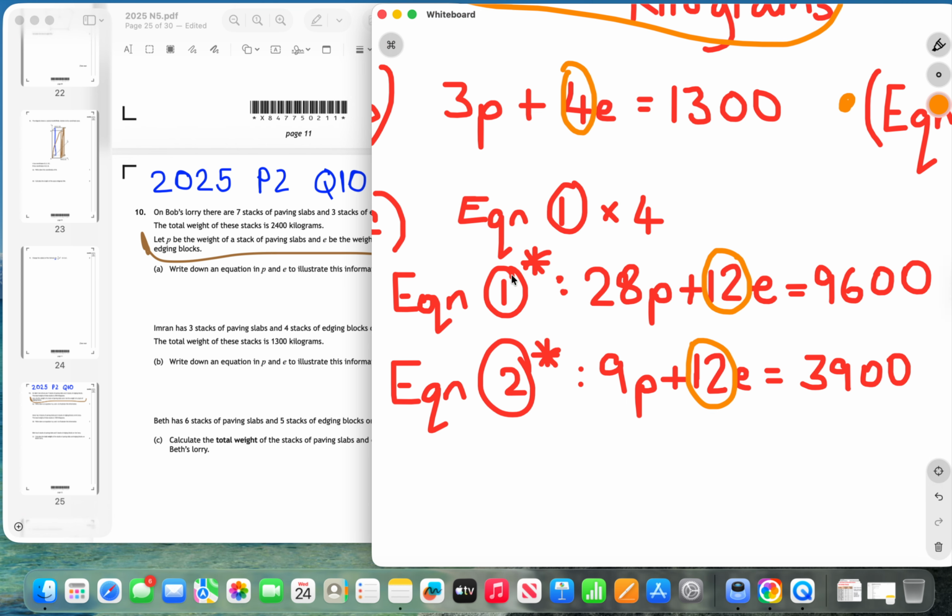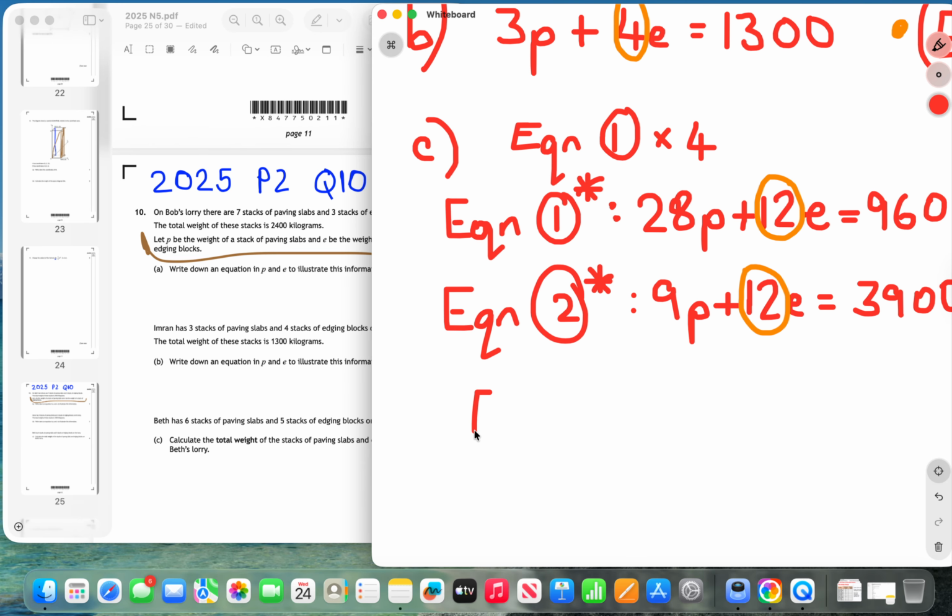So if you take away equation 2 from equation 1, or equation 2 star from equation 1 star, watch what happens. So we have equation 1 star minus equation 2 star.